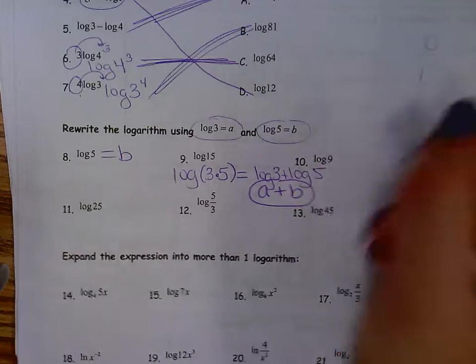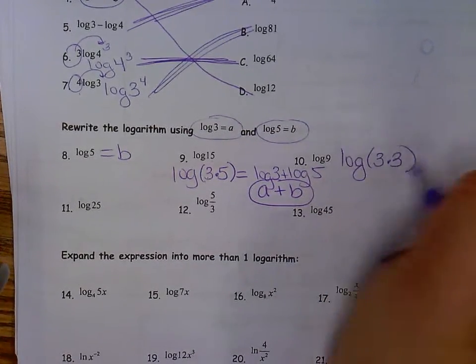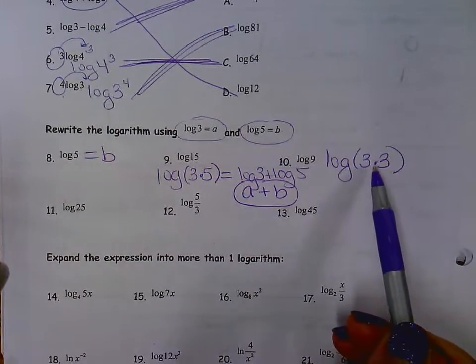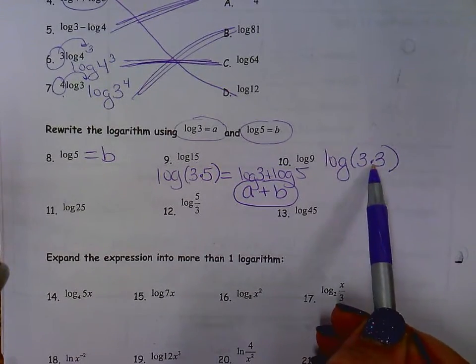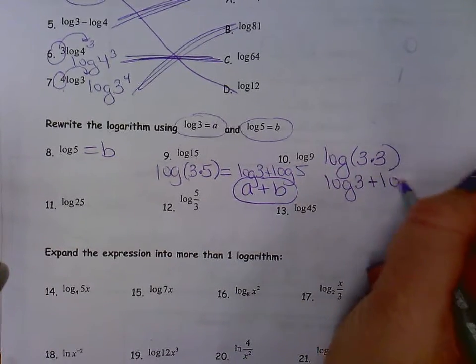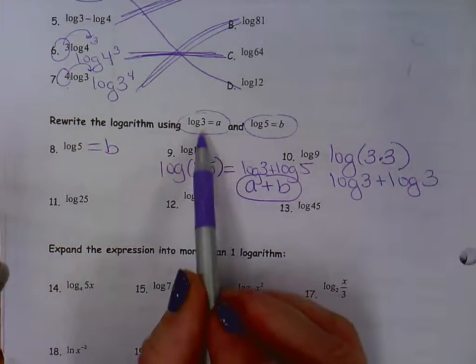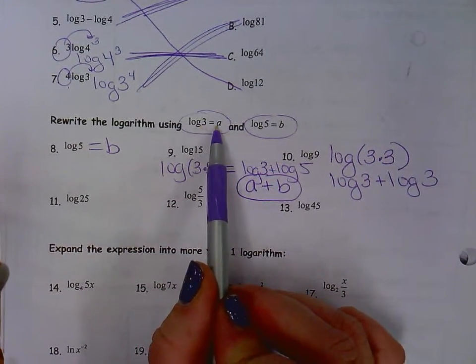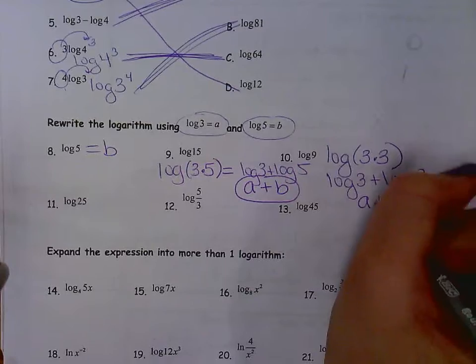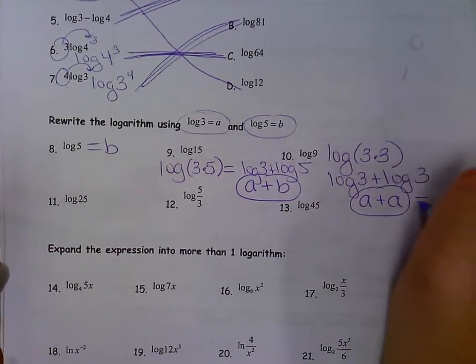Yep, so this is the log of 3 times 3 is 9, right? All right, if this is multiplication, I split it up and use addition, right? The log of 3 plus the log of 3 is equivalent to that. So each of those log of 3's are represented by a in the expression. So you could either say a plus a, or you could just say 2 times a.